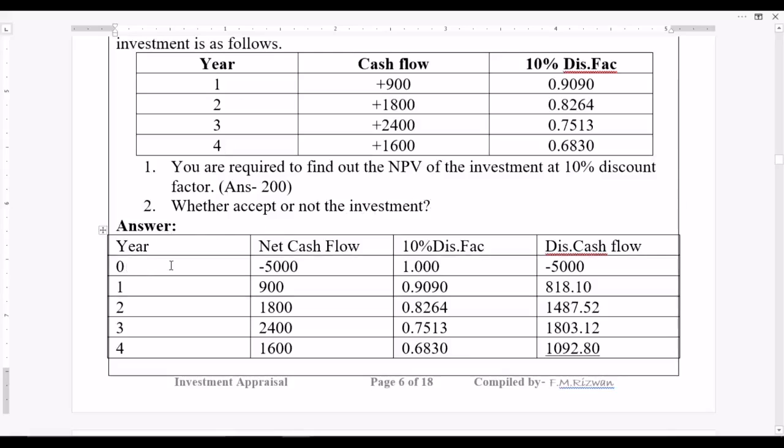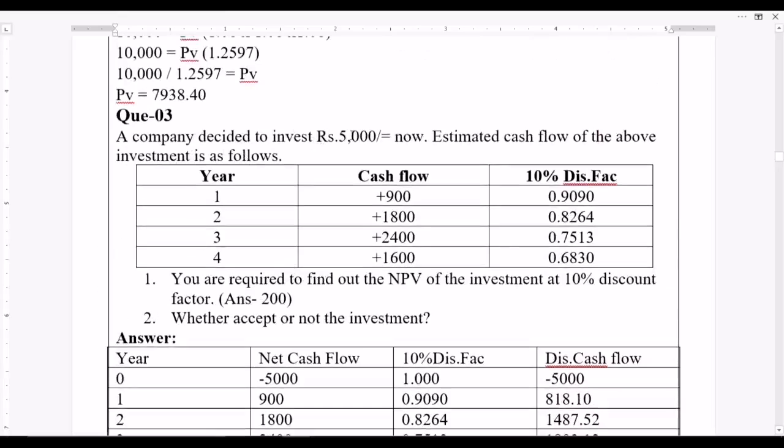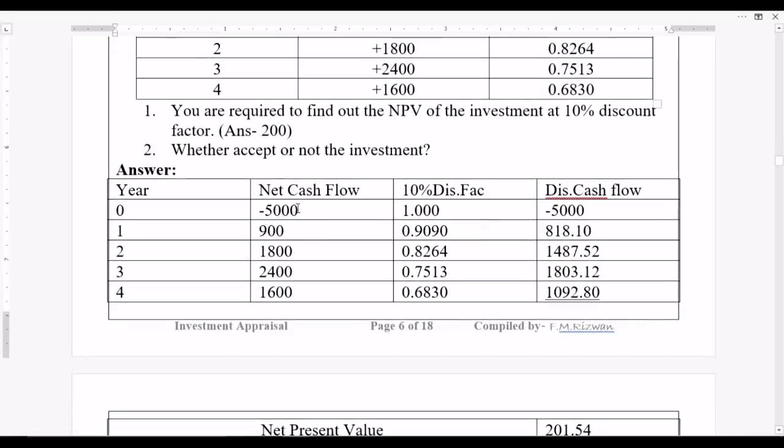Here at year 0, you are investing how much? You are investing 5,000. Right. So that is a cash outflow. That's why I have shown that in minus. In year 0, the discount factor is 1. So 5,000 into 1 is minus 5,000. Right. In the first year, you receive 900.